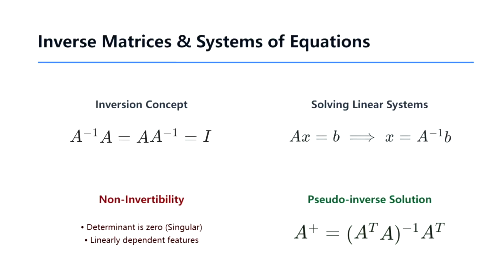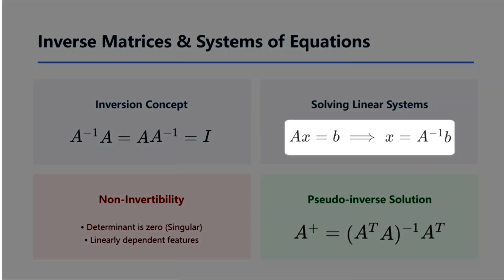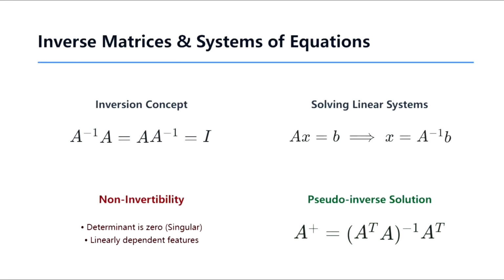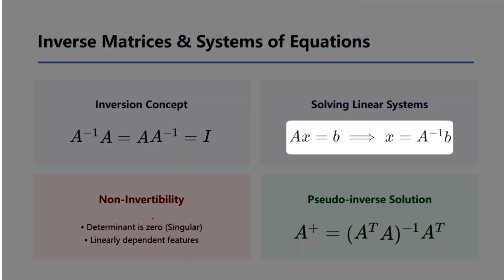This is mathematically critical for solving AX equals B. By multiplying both sides by the inverse of A, we isolate X. In the context of AI, X often represents the weights we are trying to learn from our features, A, to predict B. However, we hit a wall if the matrix is singular, meaning its determinant is 0.